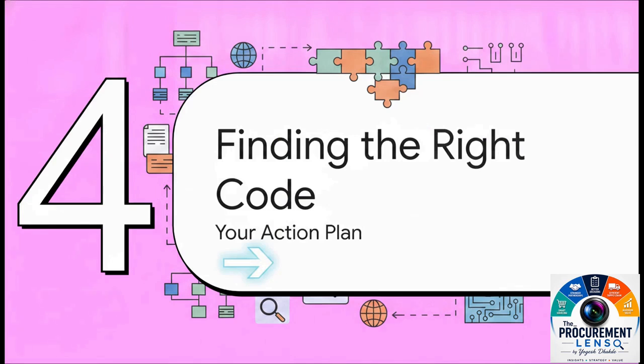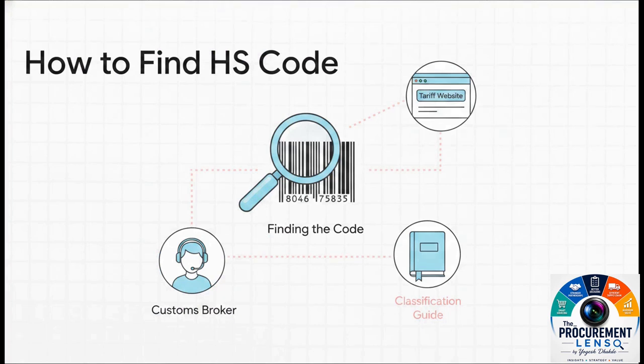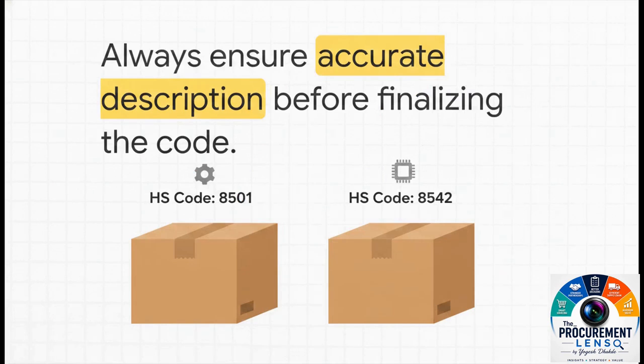Let's pivot to solutions. Part 4. Finding the right code. This is your action plan. The good news is you really don't have to guess. There are some fantastic, dedicated tools you can use to lock down your exact code. You should always start by utilizing the official customs tariff website for the specific country you're importing into. Next, cross-reference that with official product classification guidelines. And honestly, if you are ever in doubt, the absolute best investment you can make is a quick consultation with a licensed customs broker. They are the true experts when it comes to translating your physical product into this numerical language.